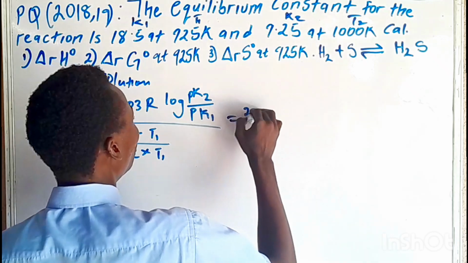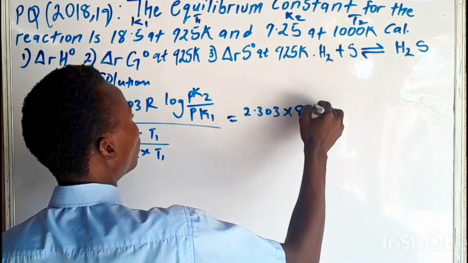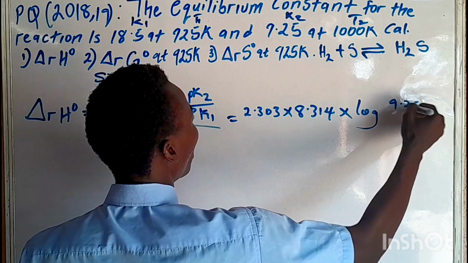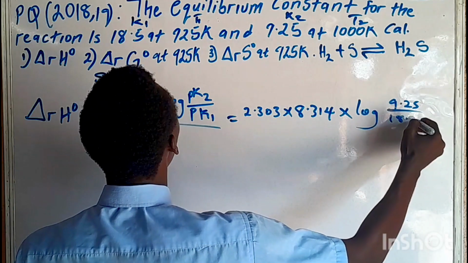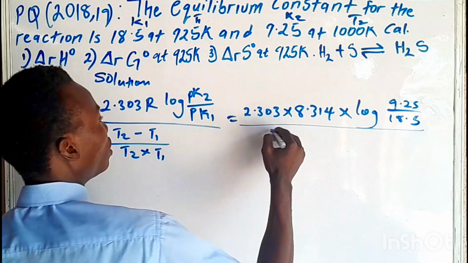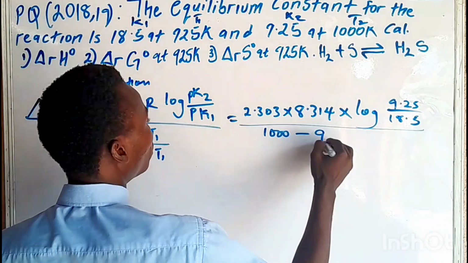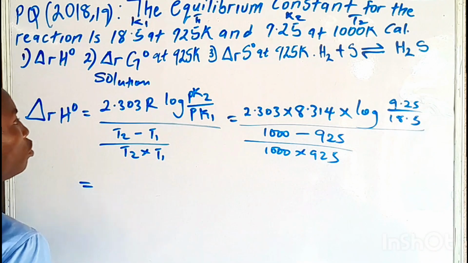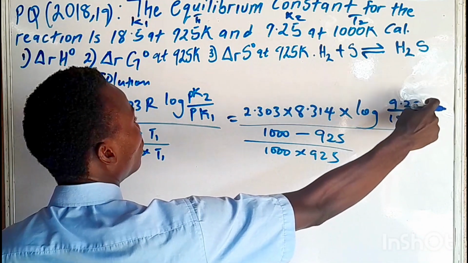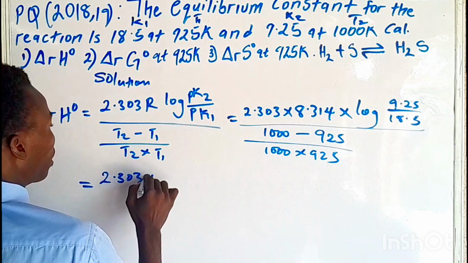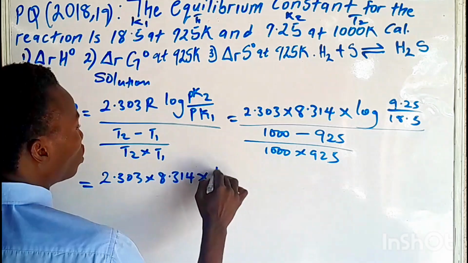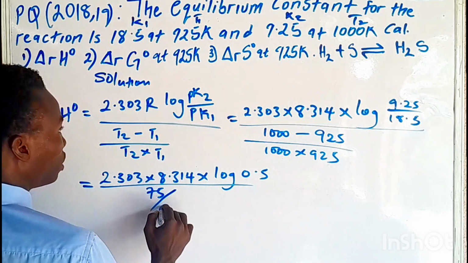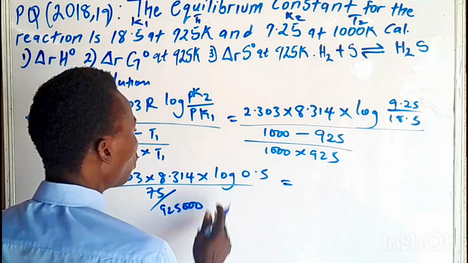So you now proceed. That is 2.303 times the value of our R, 8.314, times the log of K2. What is K2? That is 9.25 divided by K1, that is 18.5, all divided by your T2, given to be 1000, minus your T1, given to be 925, divided by 1000 times 925. The next thing is to find the division of this one and find the log. This divided is 0.5, and when you subtract 925 from 1000, you have 75, divided by 925000. So what is log of 0.5?